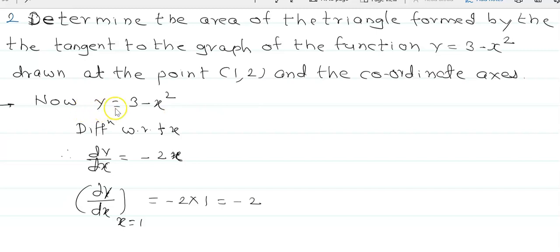Now, first of all, y is equals to 3 minus x square. Differentiate this with respect to x. dy by dx is equals to minus 2x. Therefore, dy by dx at x is equals to 1 is equals to minus 2 into 1, that is equals to minus 2. This is the slope of the tangent at that point, which is 1, 2.